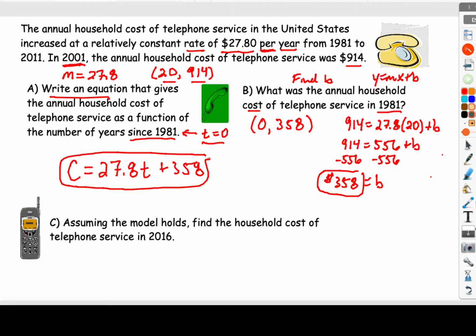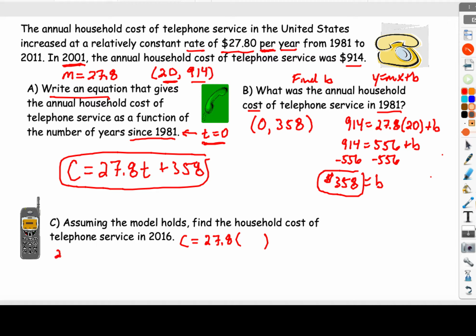And now we have the equation, we can do a lot of things with it. Assuming the model holds, find the household cost of telephone service in 2016. Well, the cost will be equal to 27.8 times. Now I'm going to need to know what year to plug in. Again, t equals 0 was 1981. T equals 20 was 2001.